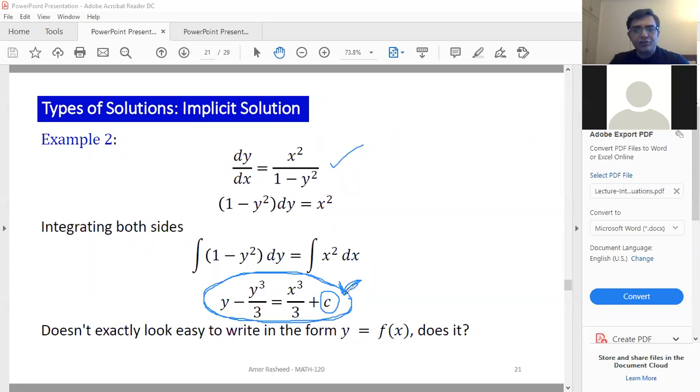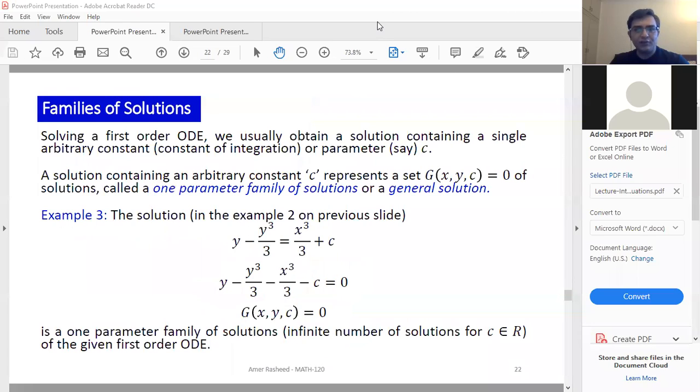So how many solutions do we have here? Infinitely many solutions. And the set of all solutions is called a one parameter family of solutions. So this is what we are going to discuss here in the families of solutions. I have written here: solving a first order differential equation, we usually obtain a solution containing a single arbitrary constant. So I have explained all this.